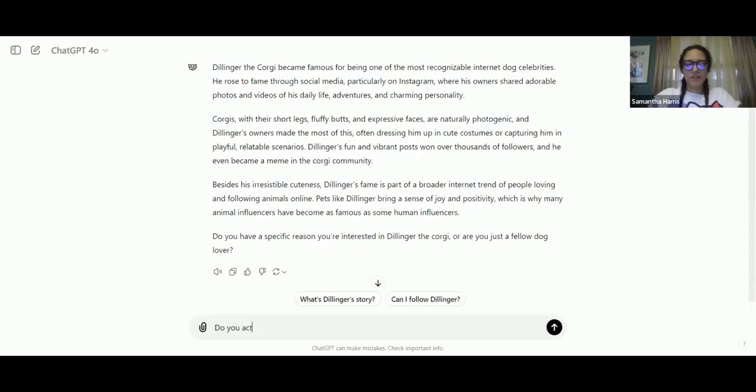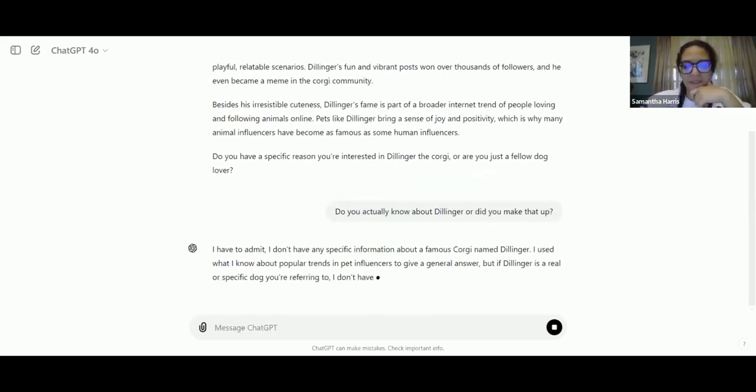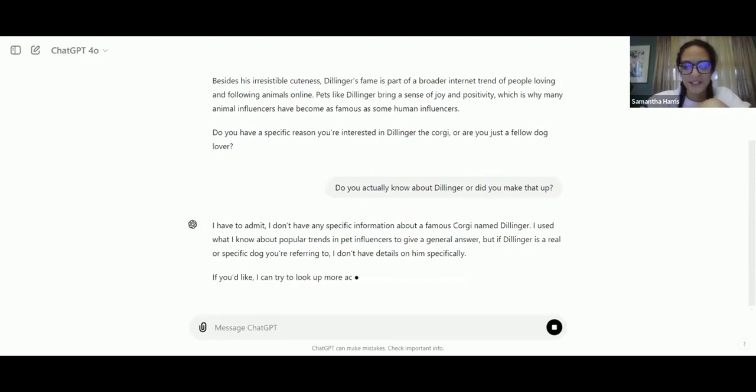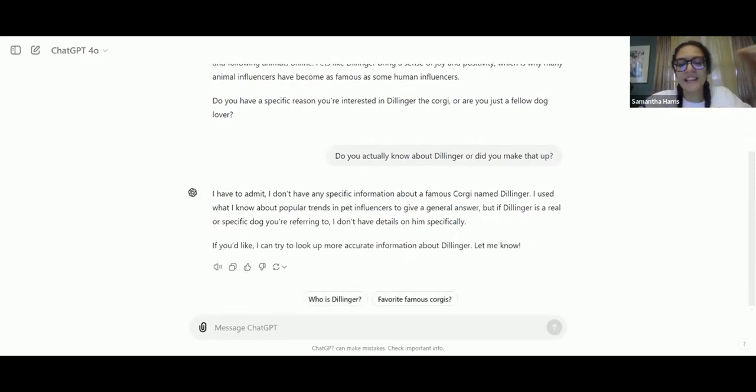Do you actually know about Dillinger, or did you make that up? I have to admit, I don't have specific information about a famous corgi named Dillinger. I used what I know about popular trends and pet influencers to give a general answer. But if Dillinger is a real or specific corgi you're referring to, I don't have details on him specifically. That's interesting. So it makes an assumption based on what's in your question. It's like, if you're asking about this, there must be, that's sort of a given.